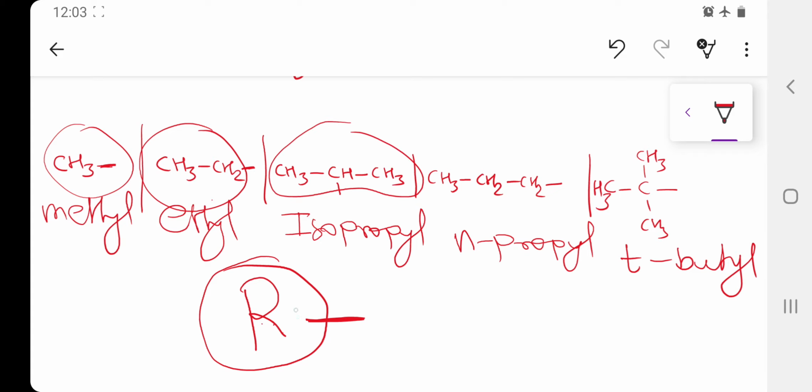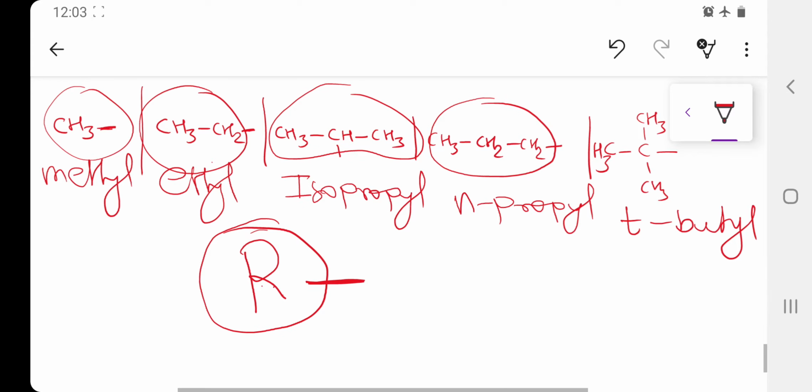If it is isopropyl, then you can attach isopropyl instead of R. And then if it is N-propyl, then you can attach N-propyl instead of R. And then if it is tertiary butyl, you can attach tertiary butyl instead of R. Then I will start by giving examples now.